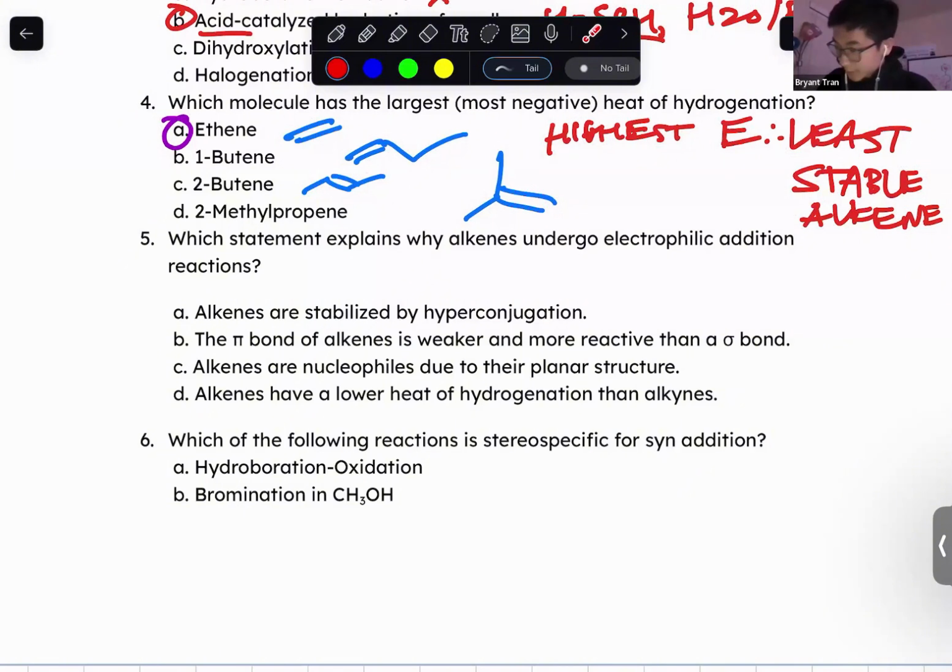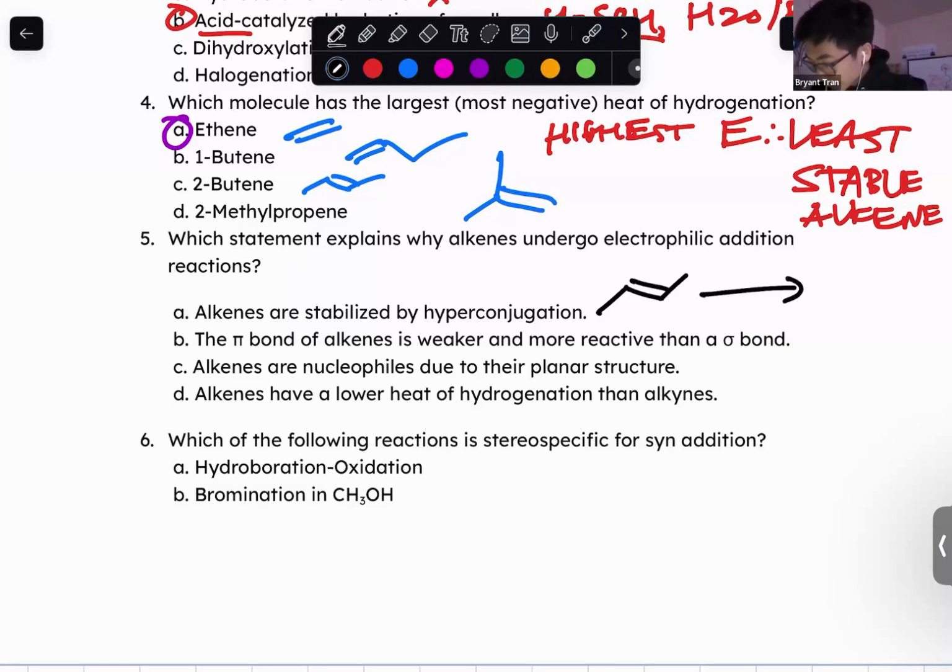Okay. So the next question is asking which statement explains why alkenes undergo electrophilic addition reactions. Let's say, for example, you have this alkene right here, and we do an electrophilic addition reaction. That alkene is going to go away, and we're going to form two new sigma bonds to some random group, whatever that group is. It could be hydrogen, halogen, alcohol, OR, right? We're breaking that one pi bond in exchange for two sigma bonds.